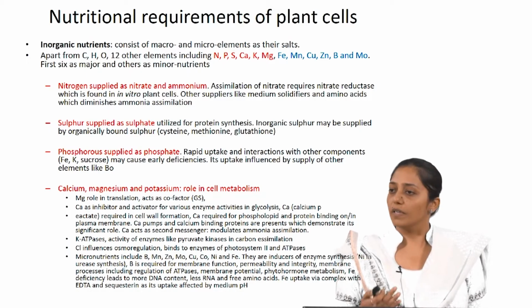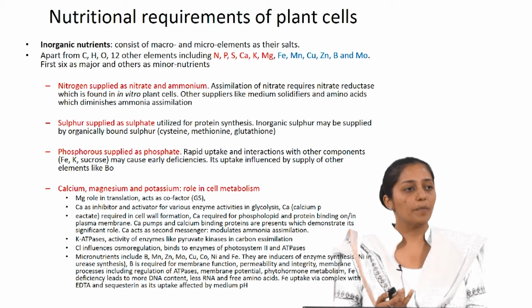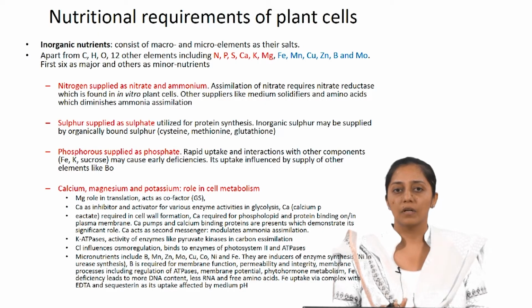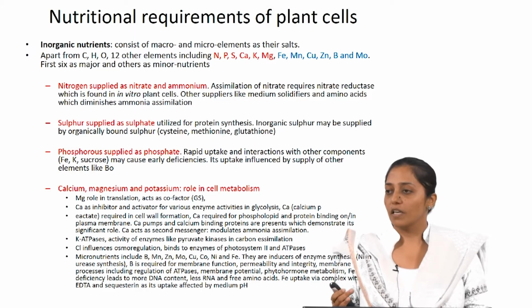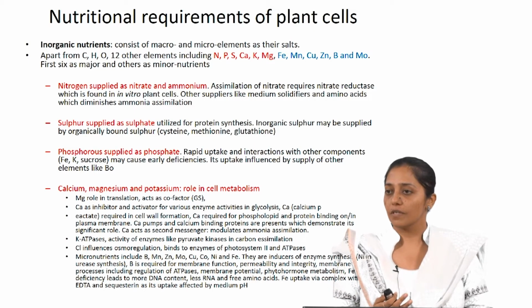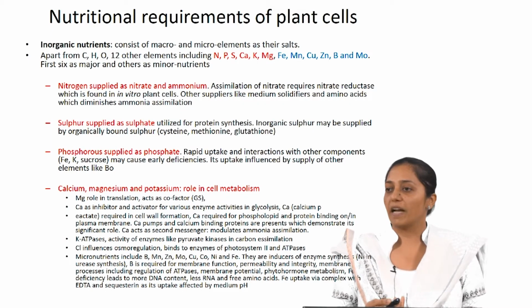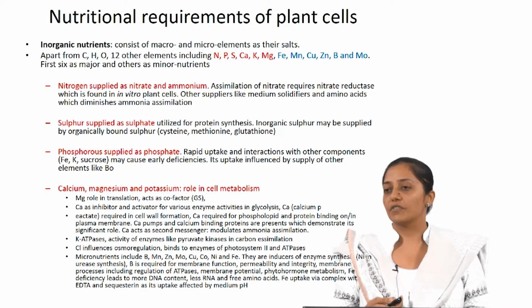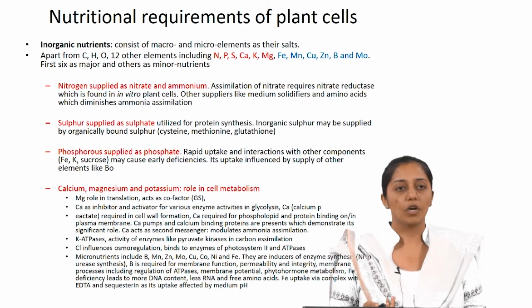So, coming on to the inorganic nutrients. Now, inorganic nutrients, as I said, apart from carbon, hydrogen, oxygen, there are 12 other elements. Now, what are those elements? The major elements include nitrogen, phosphorus, sulfur, calcium, potassium and magnesium. The micronutrients generally added include iron, manganese, copper, zinc, boron and molybdenum.